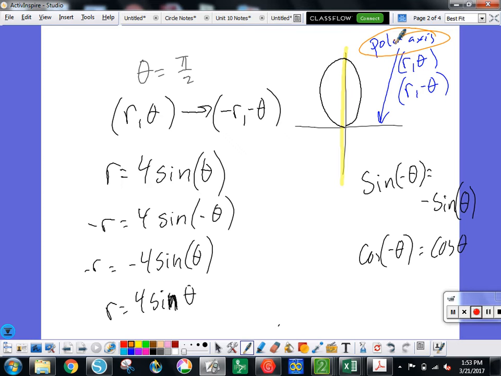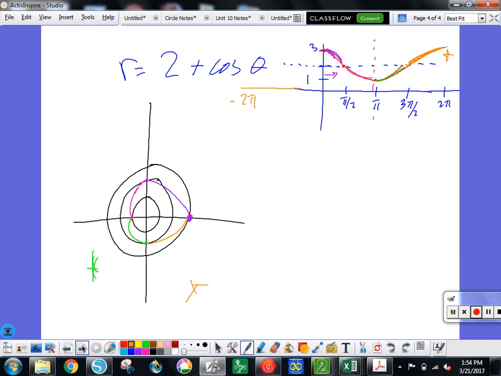I could have stopped, because I'm going to check just to make sure. Notice r equals 2 plus cosine of negative theta. Remember, I replaced theta with negative theta. And what is the cosine of negative theta? That absorbs that negative, so it's right back to 2 plus cosine of theta, our exact equation. Is everybody with me on that?